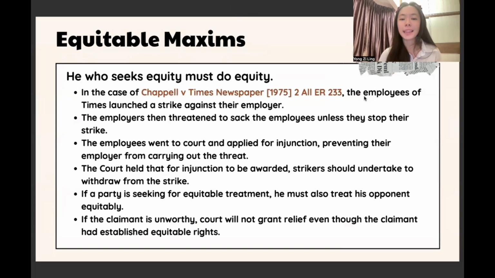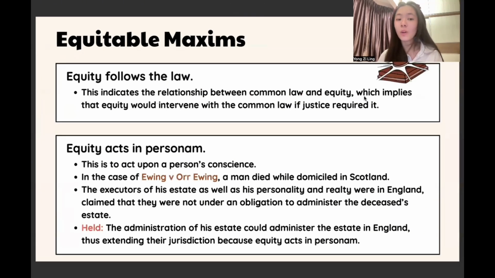In the case of Chappell and Times Newspaper, the employees of Times launched a strike against their employer. The employer then threatened to sack the employees unless they stopped their strike. The employees went to the court and applied for an injunction to prevent the employer from carrying out such threat. The court held that in order for the injunction to be awarded, the strikers should undertake to withdraw from the strike. So in this case, we can see that if a party is seeking an equitable remedy, he must also treat his opponent equitably. Next one is equity follows the law.